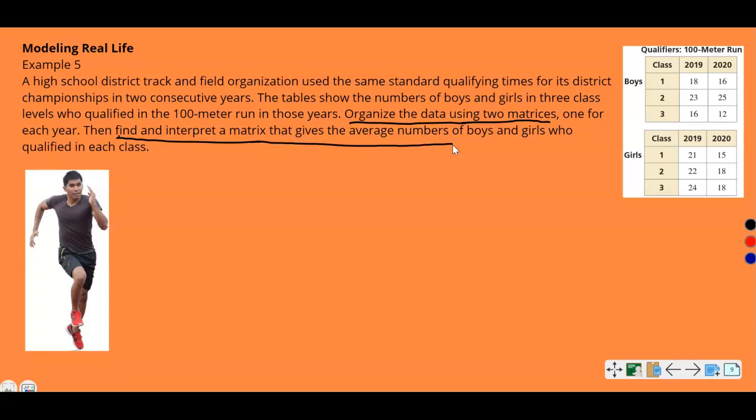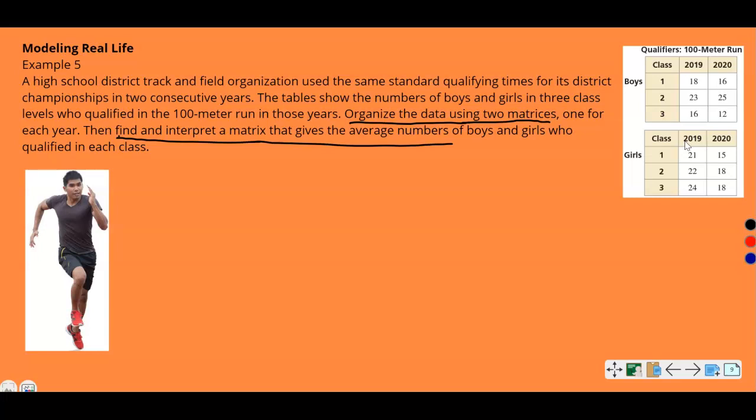Remember, to find the average of something, you take 2 things, add them up, and divide by 2. So how can we do that in terms of matrices? All right, so we can see that here we have qualifying times for 2019 boys and 2019 girls, and we also have 2020 boys and 2020 girls. So organize the data into 2 matrices, one for each year. We need to have boys and girls.